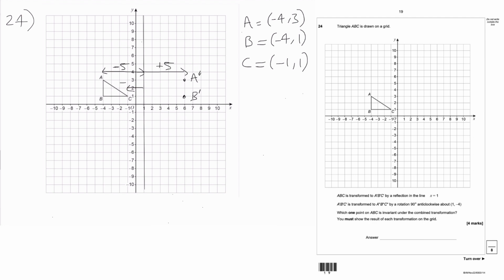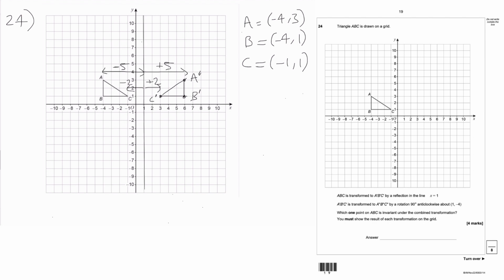And then for C, we can see that we have this change here of -2. So we have a change here of +2. So our C coordinate is going to be here. So this is our C prime. So this is going to be our first transformation.